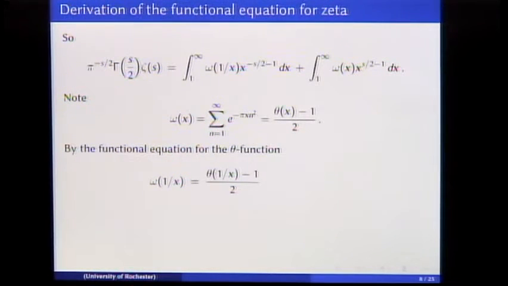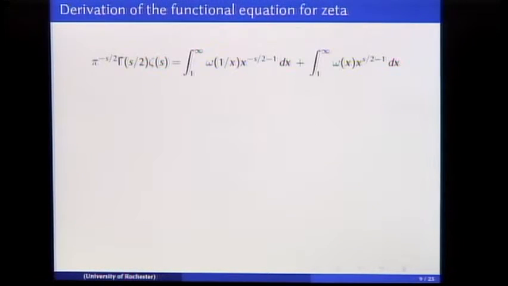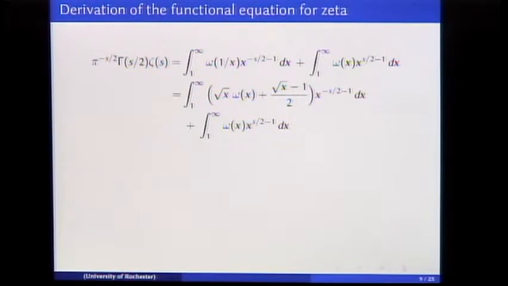Now, how does the functional equation for theta translate into one for omega? Well, we have this, and put in that this is root x theta of x. Then just take off and add terms so that I have a theta of x minus 1 over 2 times root x rather than this, because I want an omega of x back. You take those two terms and put them in the first integral for omega of 1 over x, and here's a simplification. The result is that in this expression we had before, we can now write this. This is what we saw at the bottom of the last slide. This integral is just that integral repeated.